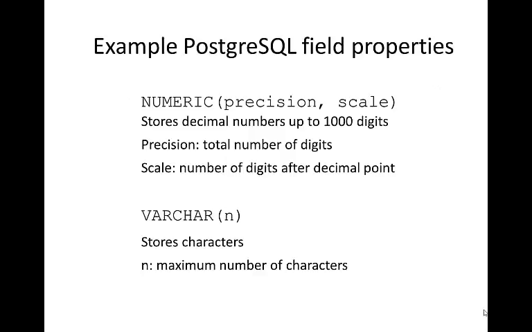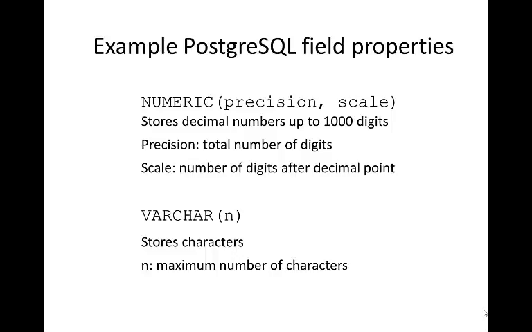Just a couple of quick examples of Postgres field properties. The numeric data type has two properties, one called precision and one called scale. The numeric data type stores decimal numbers up to 1,000 digits long, just in case you need 1,000 digits. If you're dealing with astronomical readings and things like that, you might well do.